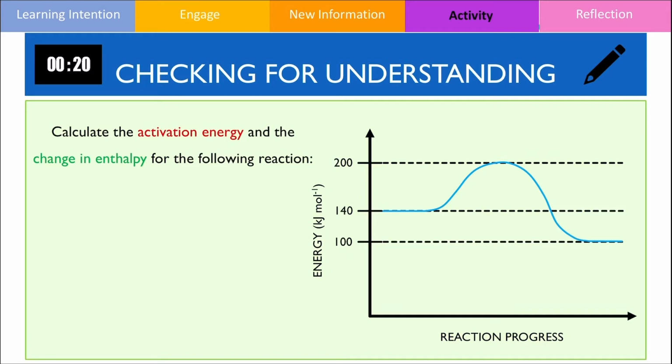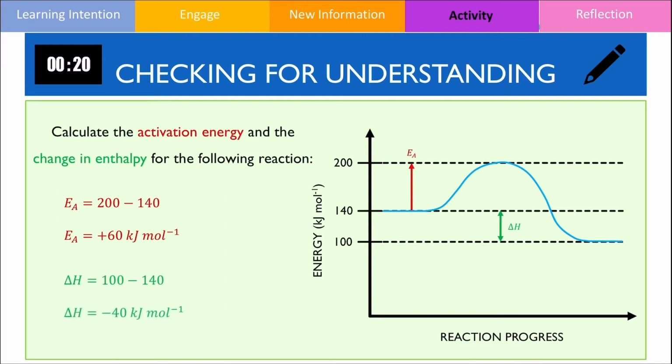In this question, the activation energy can be found by subtracting 200 with 140, giving us an answer of positive 60 kilojoules per mole. The change in enthalpy can be found by subtracting 100 with 140, which equals negative 40 kilojoules per mole. This value suggests that the reaction is exothermic.